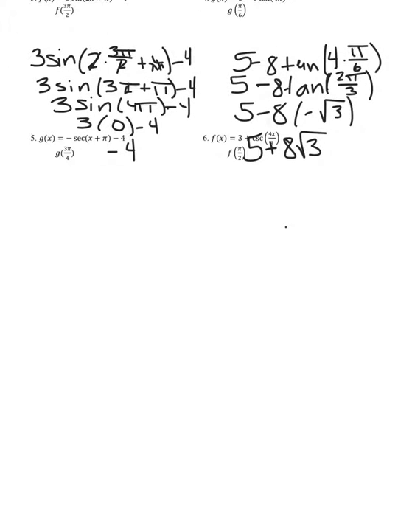For number 5, 3 pi over 4. So this is g of x, so we are plugging in 3 pi over 4. So this is 3 pi over 4 plus pi, then minus 4. So this is negative secant. You can type this into your calculator.